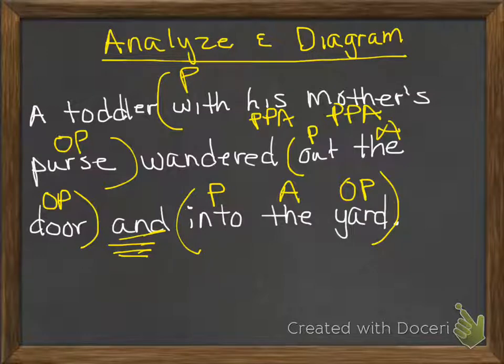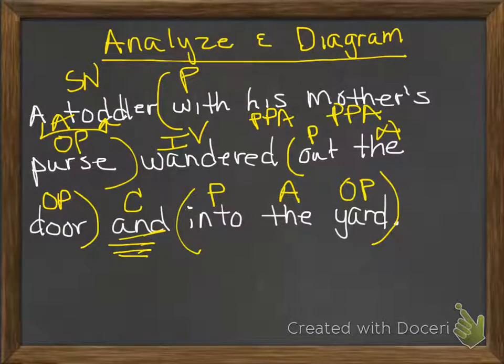All right, so we are left with our core. A toddler wandered. Who wandered? Toddler. Subject noun. What is being said about toddler? Toddler wandered. Verb. And it's not transferring anything onto an object. So it's an intransitive verb. And a is an article adjective giving us an indefinite article. A toddler, not the toddler, but a toddler. Adjective. And we know that and is our conjunction.